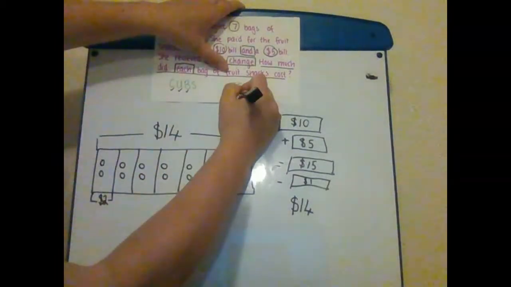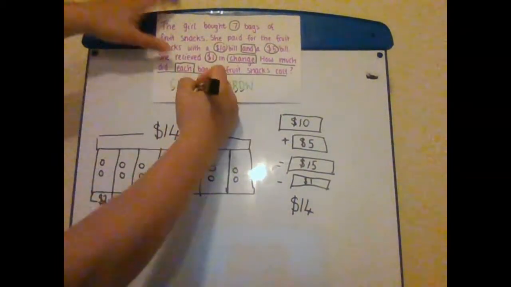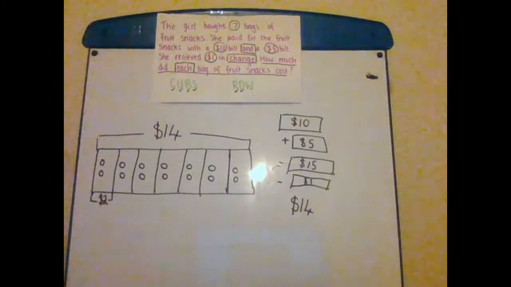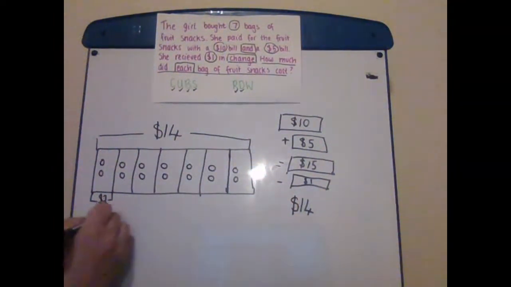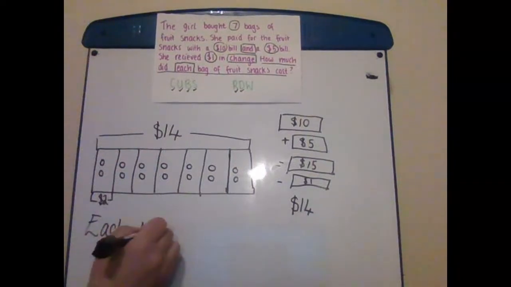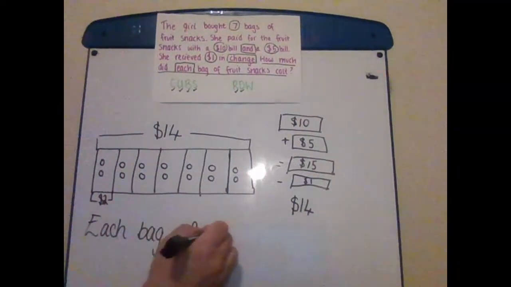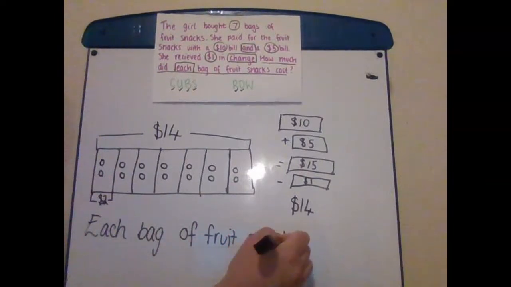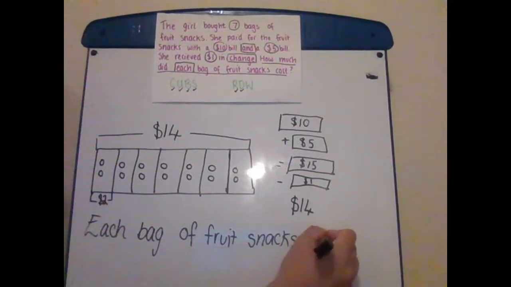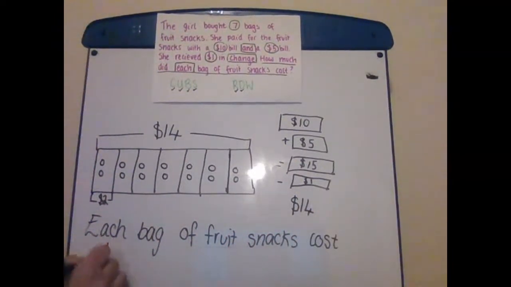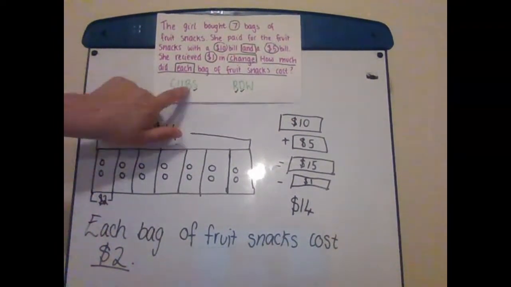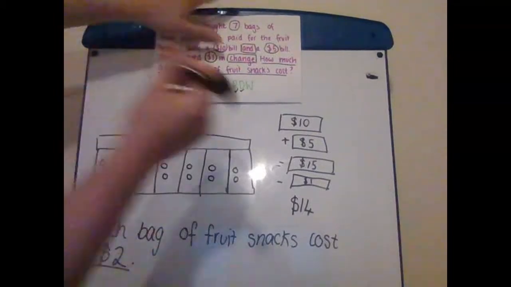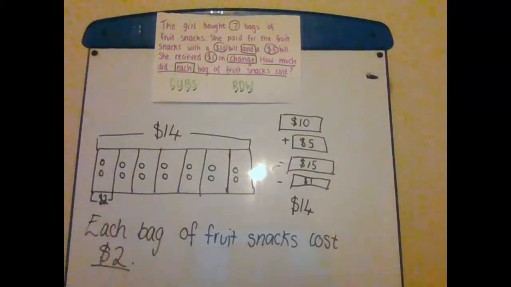So now I've drawn, and now I need to write. I've also solved because I have my answer. Now I need to write my answer. How much did each bag of fruit snacks cost? Each bag of fruit snacks cost $2.